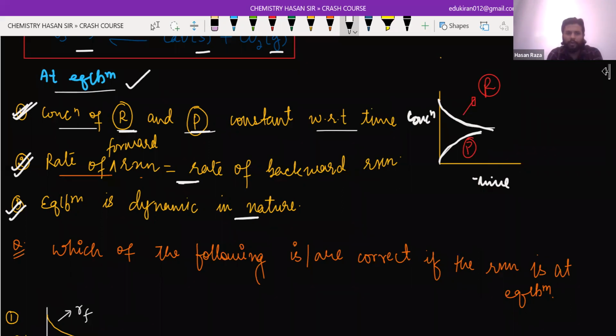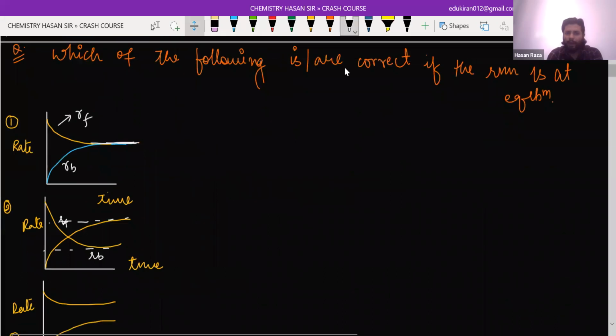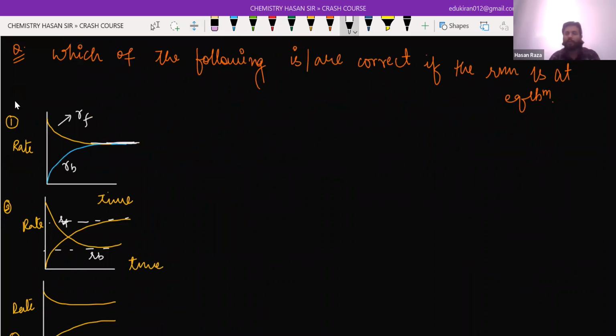Now, read the question carefully. Which of the following are correct if the reaction is at equilibrium? Let me know about this. Whether the first graph is true or not. Is it correct? Yes or no? And the graph is between rate of reaction versus time.